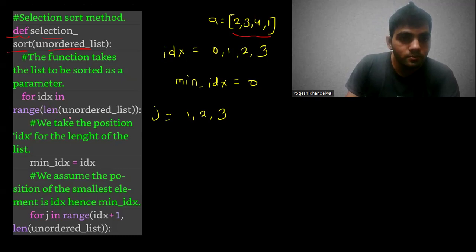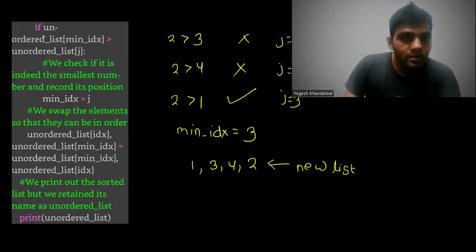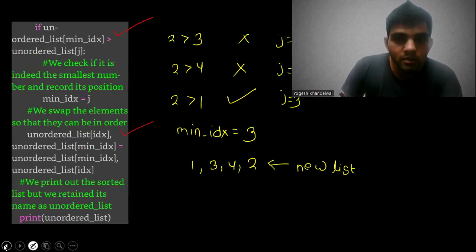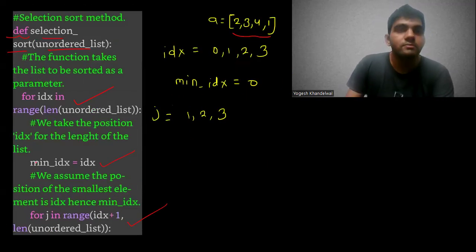We implement this for loop, and we are defining min index as idx. Then we are again implementing one for loop, then we are checking this condition, and then we are swapping if this condition is satisfied. So let's see one example of this.